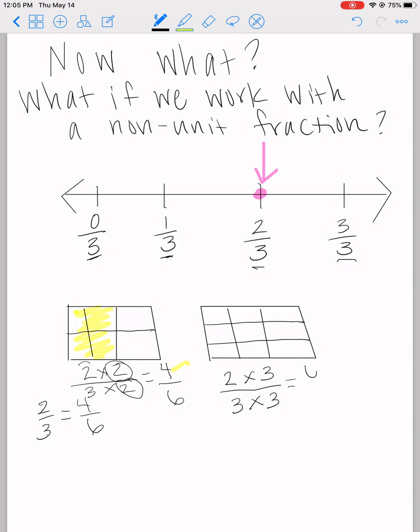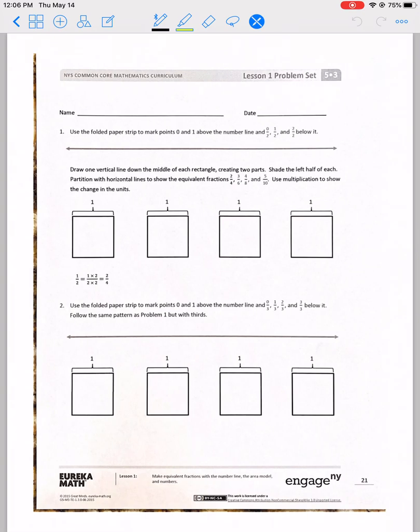Okay, now coming here, let's solve. 2 times 3 is 6. 3 times 3 is 9. And we need to shade in the 6 boxes out of 9. Okay, moving on. So if you have this, great. If not, we'll just work together.